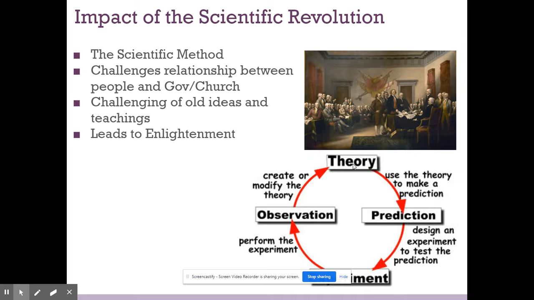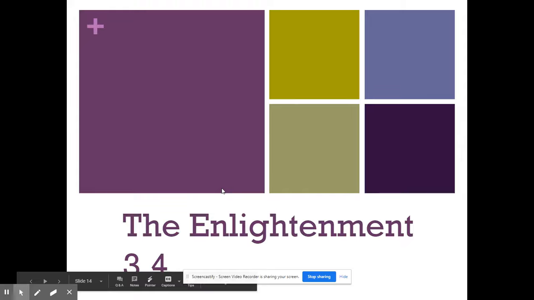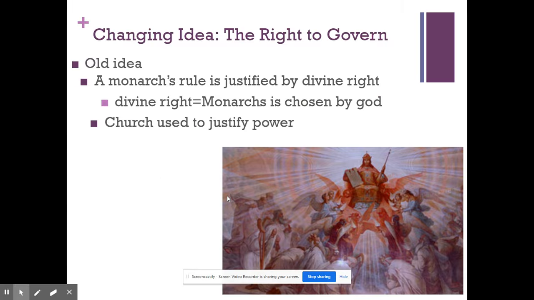So they're going to have a theory, a prediction, experiment, and observe. And they're going to see if that government works. So that's going to lead us now into the Enlightenment, which is going to be our main focus. So before the Enlightenment, the idea of the right of government.